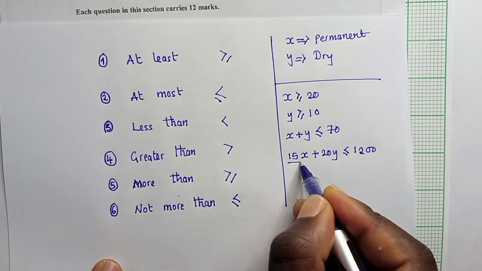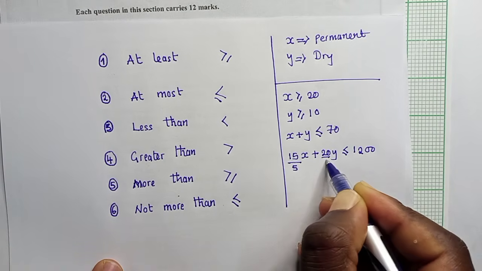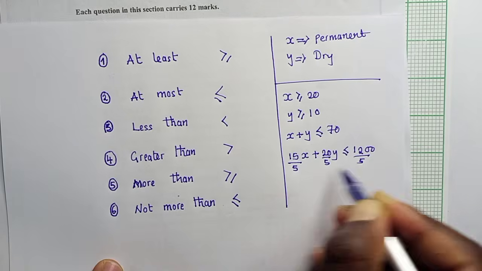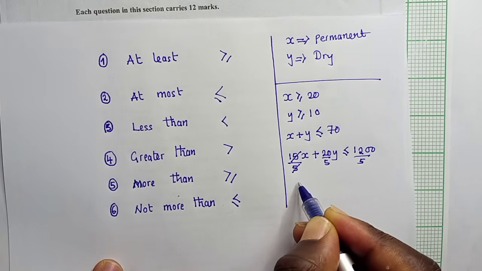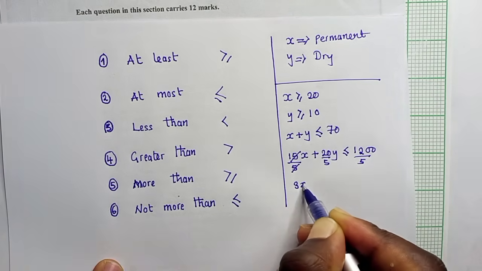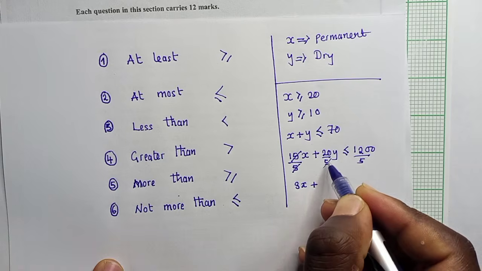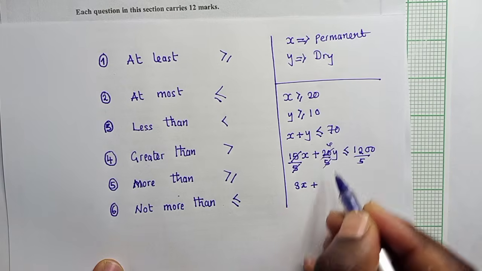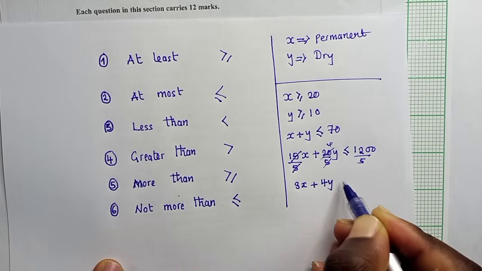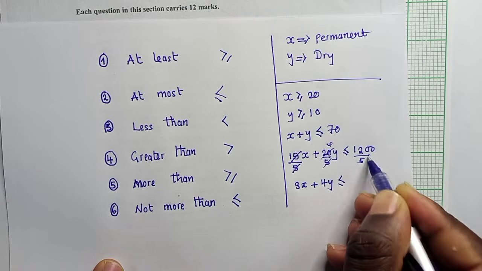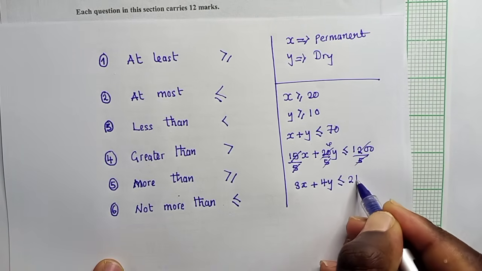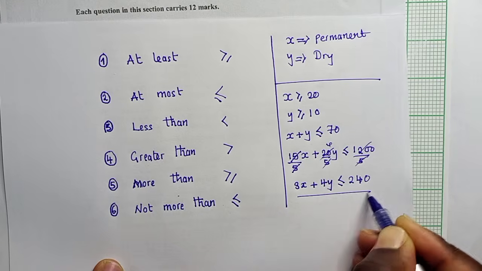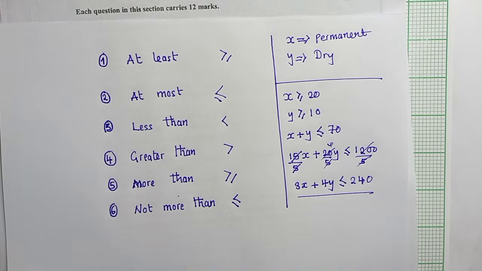We can divide throughout by 5 so that we reduce it. So this, to this, it will be 3x plus 20, 5 into 5, 1 into 20, it's a 4 there. So I shall have 4y less or equal to, there, it will be 240. So this is what we need to keep, okay?